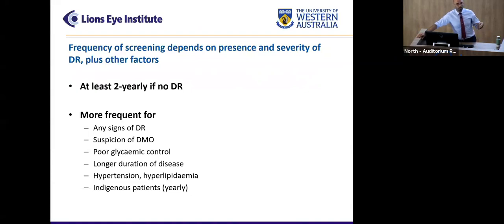If their metabolic risk factors are worse, so they have worse glycemic control, or they've had diabetes for longer, hypertension, lipids, all that stuff. And finally, for Indigenous patients, because of what I just talked about, the guidelines for Aboriginal patients is for screening to happen every year. So if they've got no visible diabetic retinopathy, they should be screened every year for safety.